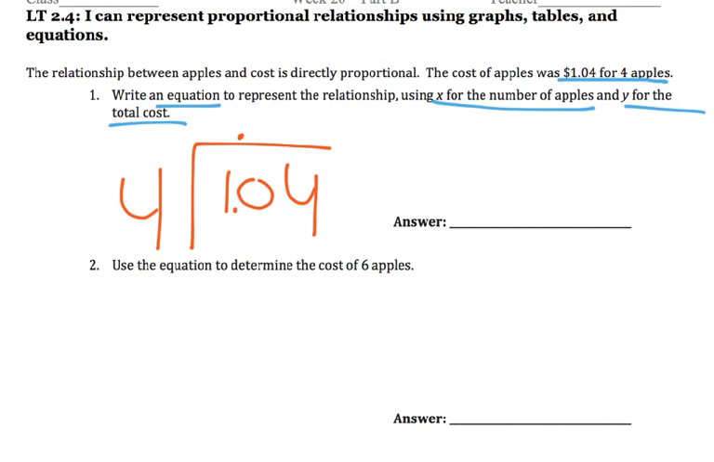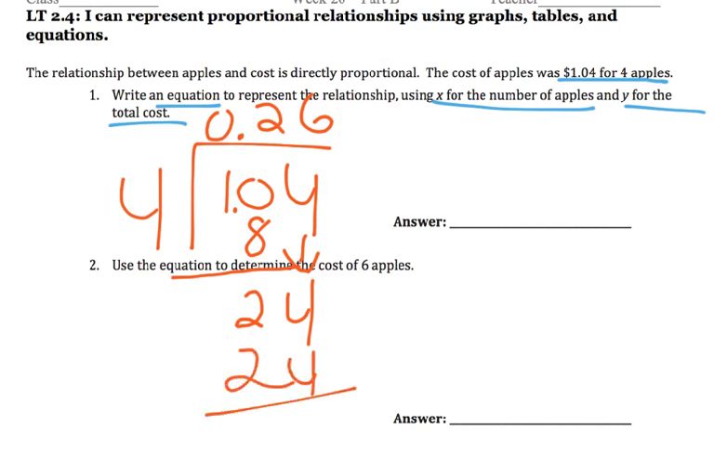So 4 cannot go into 1, so you can put a 0 or nothing. 4 can go into 10 2 times, because 2 times 4 is 8. And 10 minus 8 is 2, and you bring down the 4. So now you have 24. And 4 goes into 24 6 times, because 6 times 4 is 24. And then when you subtract it, you have 0 left over.